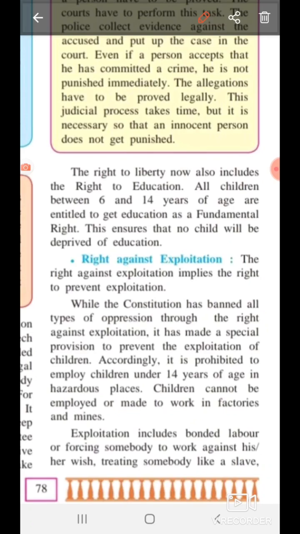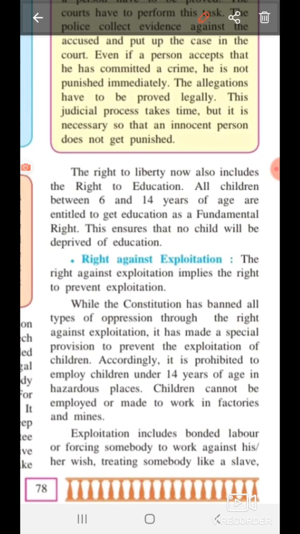Now it has been prohibited to employ children under 14 years of age in hazardous places. Means it is unlawful to make a child below the age of 14 years work in a very bad environment. Now we cannot employ any child who is under the age of 14 years. Therefore children cannot be made to work in factories and mines. It is an offense right now.